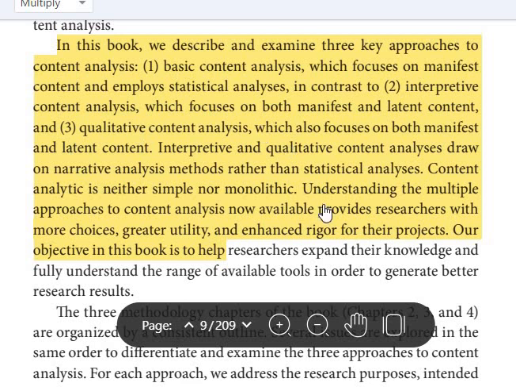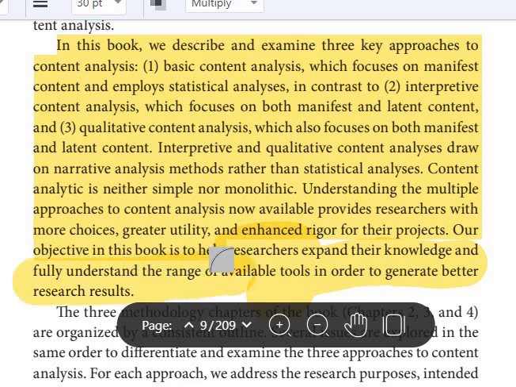Okay, so content analysis is neither simple nor monolithic. Understanding the multiple approaches, these three approaches to content analysis now available, provides researchers with more choices, greater utility, and enhanced rigor for their projects. So what is the main goal of this book? The main goal is to help researchers expand their knowledge and fully understand the range of available tools in order to generate better research results.